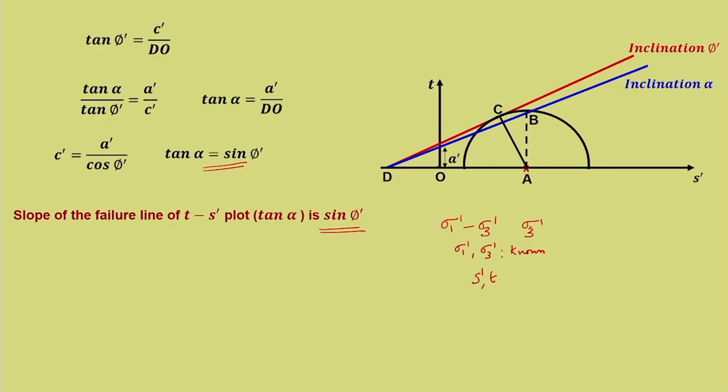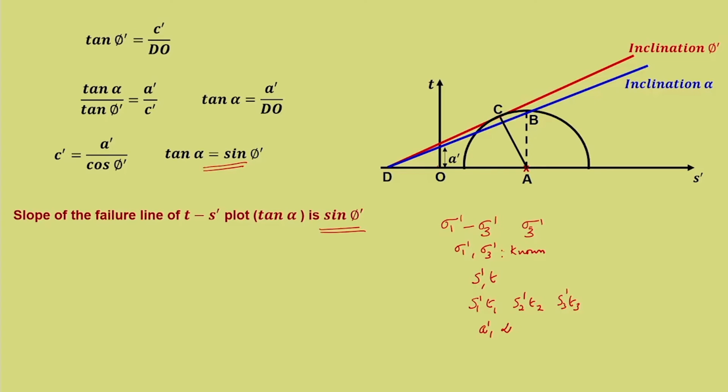Now, if you know this S dash T plot, you need not plot the Mohr circle. From the known values of sigma 1 dash and sigma 3 dash, one can always find out different points, that is S1 dash T1, S2 dash T2, S3 dash T3, and plot this blue line. We will get maybe 3 points in the T S dash plot. One can always plot this blue line. Once the blue line is plotted, we can get A dash and alpha.